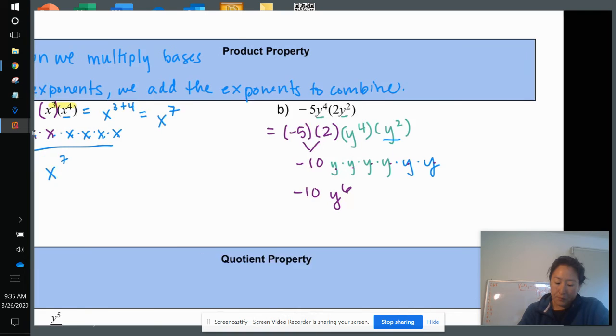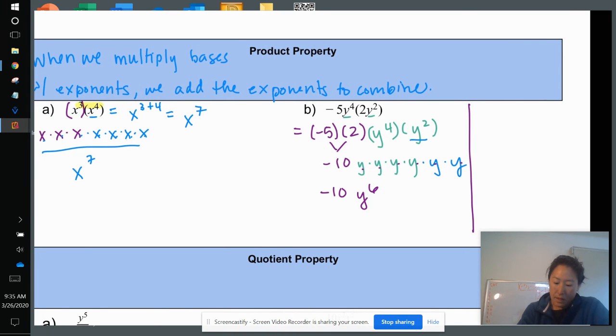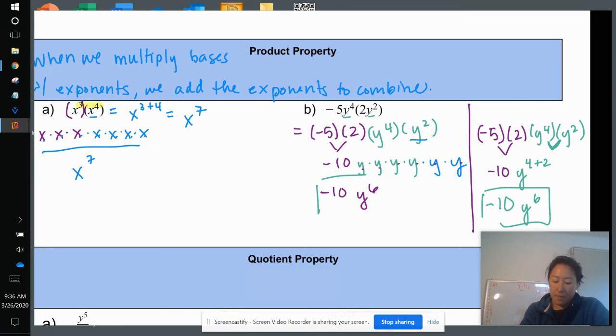Okay, the short way. I'm going to take my negative 5 times 2 times y to the fourth times y squared. So negative 5 times 2 is negative 10. Y to the fourth times y squared. Since the bases are being multiplied, I add the exponents. So I get negative 10 times y to the 4 plus 2 is 6. You can do this either way. Okay, you can expand, or add the exponents.